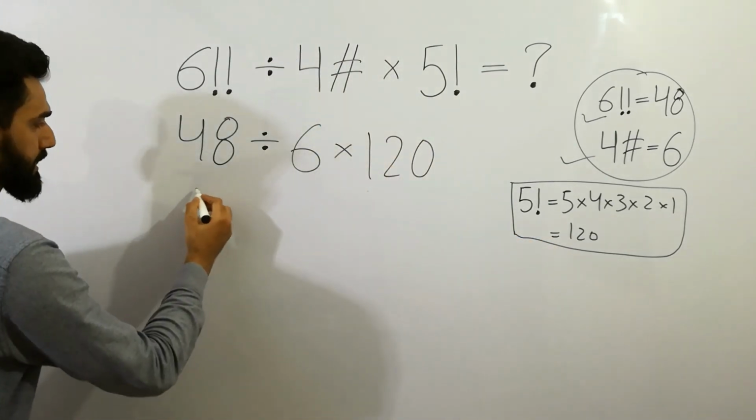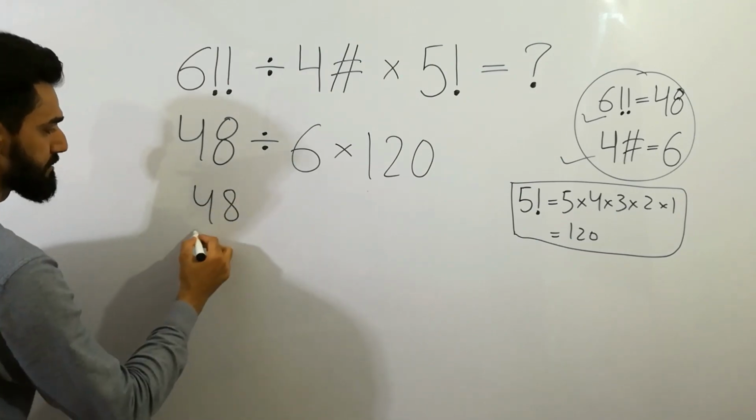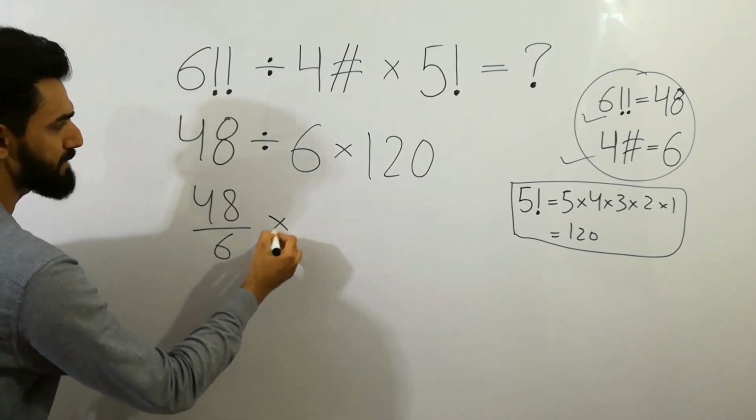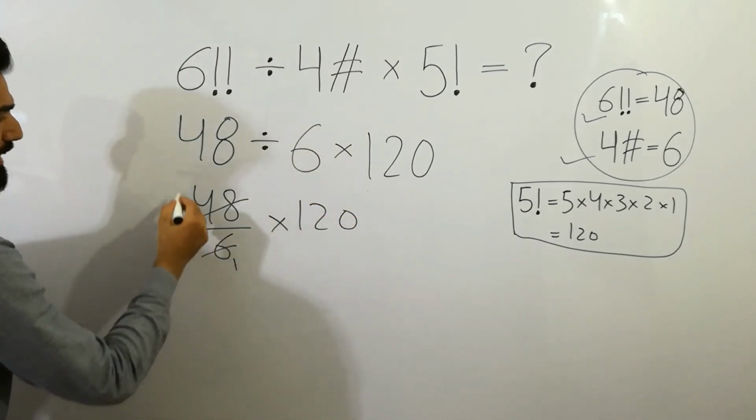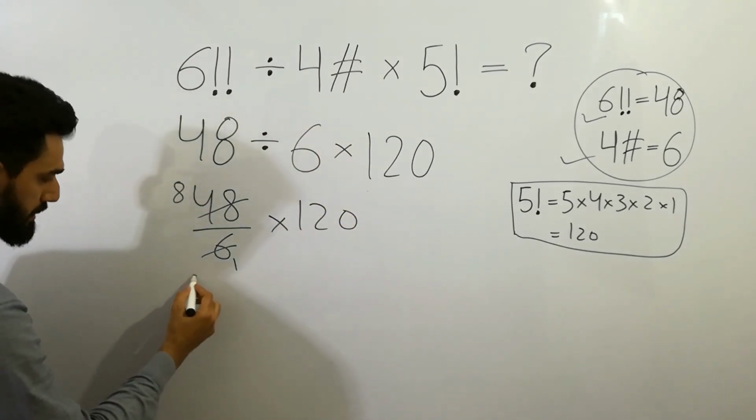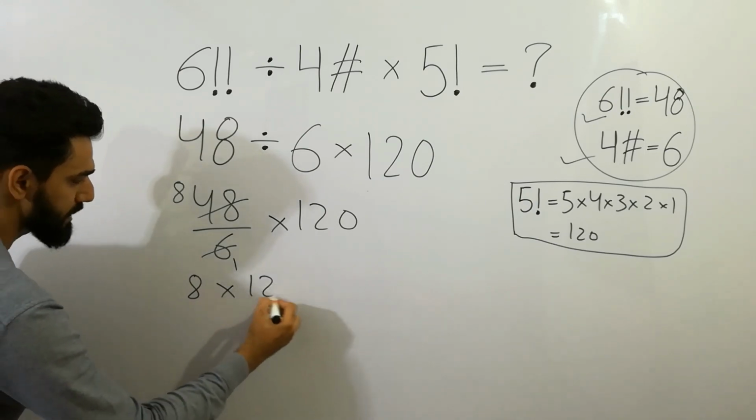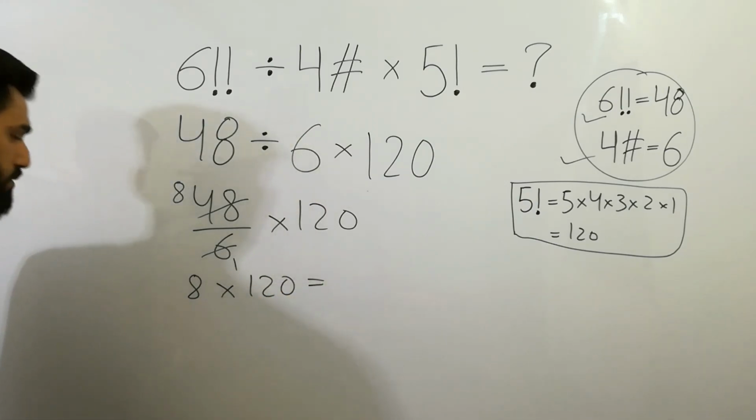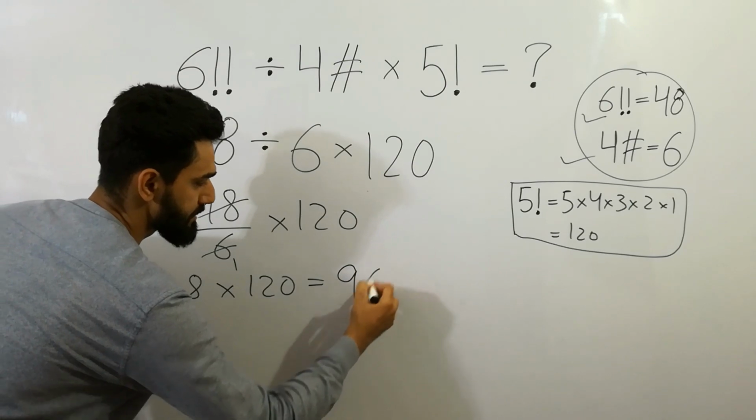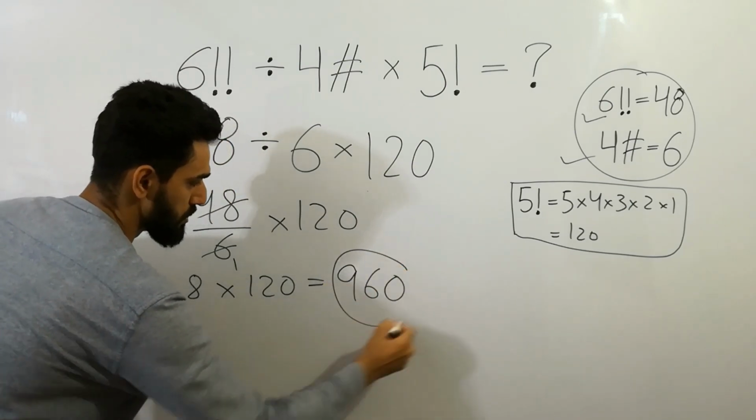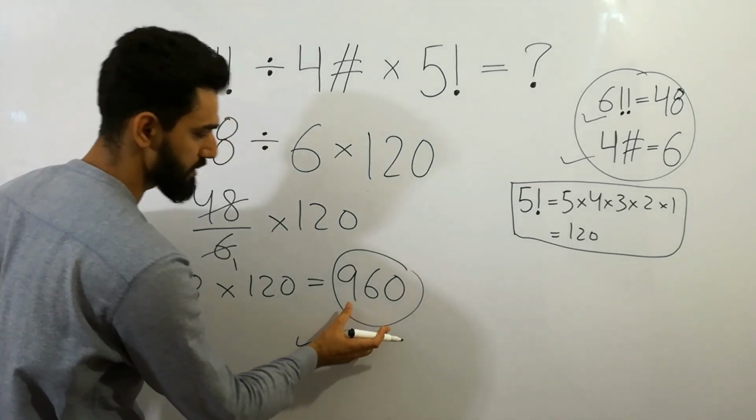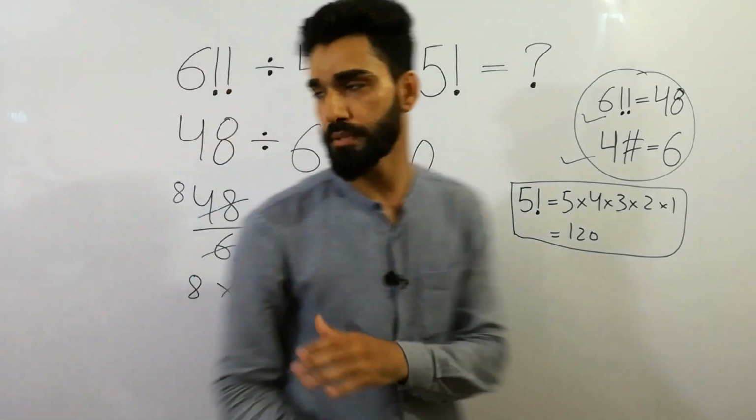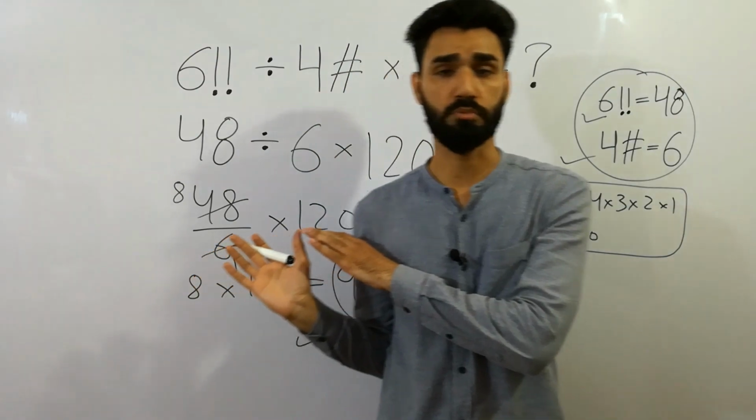Now I'm going to solve here. 48 divided by 6 multiplied by 120. 6 ones are 6, 6 8s are 48. Now 8 multiplied by 120 is equal to 960. I solved the problem here. So the answer to the question is 960. I hope that you have cleared the concept about this problem.